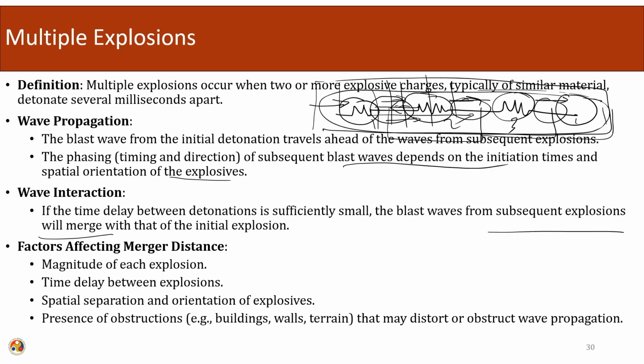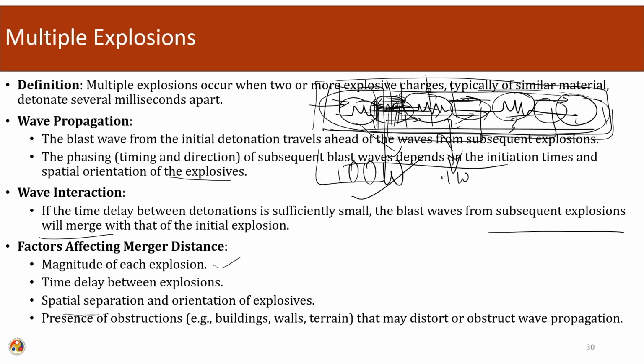The factors affecting the merger distance: first, the magnitude of each explosion. Let us say the first one is very large, with weight 100 W, and the other one is maybe 0.1 W. The first one will detonate and this will act as the signature of the blast. Second, the time delay between the explosions. If the charges are kept at a very small distance and the time between detonations is very small, then all the waves will merge and act in unison.